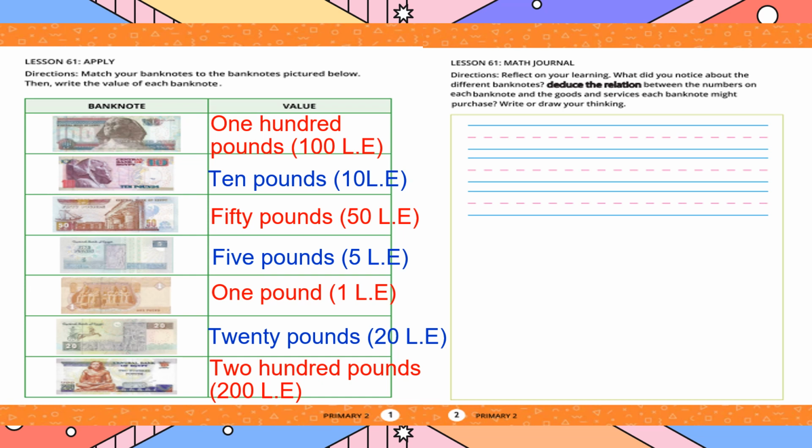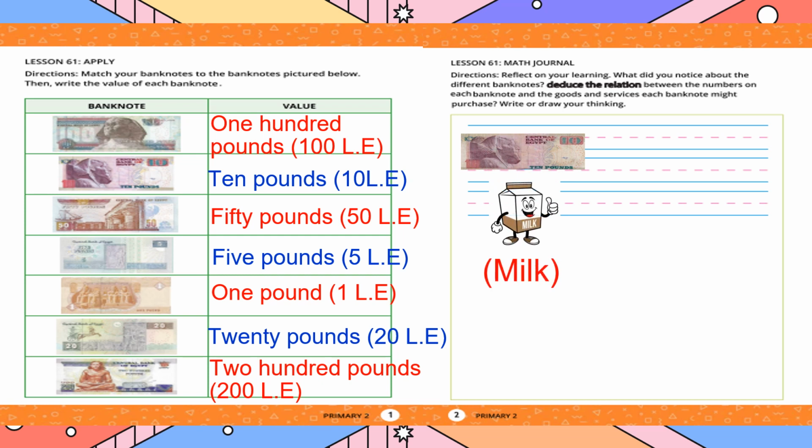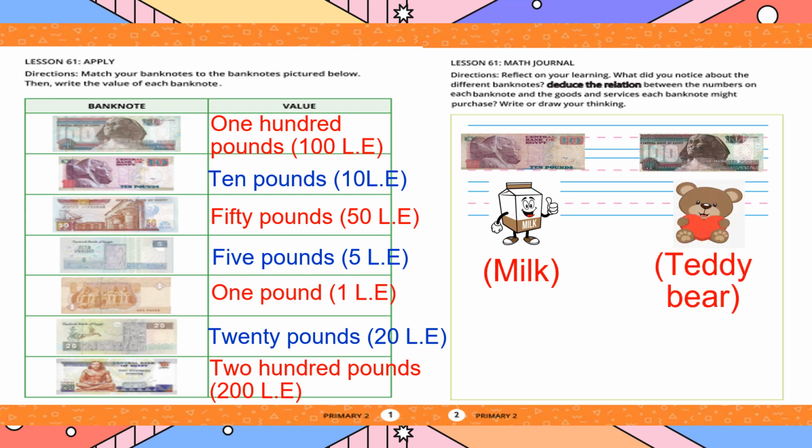Let's move to math journal. Reflecting your learning, what did you notice about the different banknotes? If you have 10 pounds, you can buy milk. And if you have 100 pounds, you can buy teddy bear.